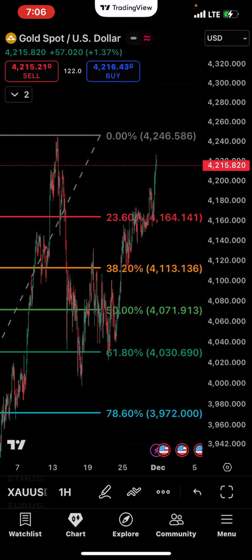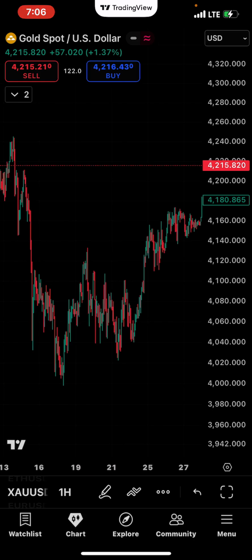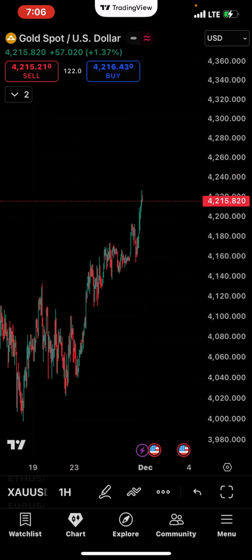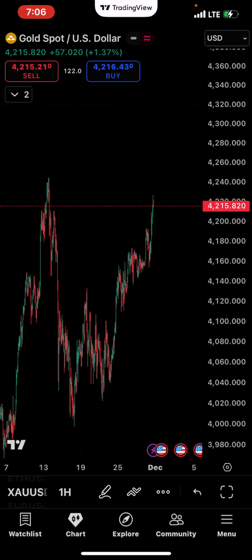Now let's draw our extension regarding this current move, because from this pullback, this uptrend that the market is making now is the current move of the market. So how will you catch the trade? How will you catch the next sell? Because the market has pushed so much, how will you catch the pullback sell?